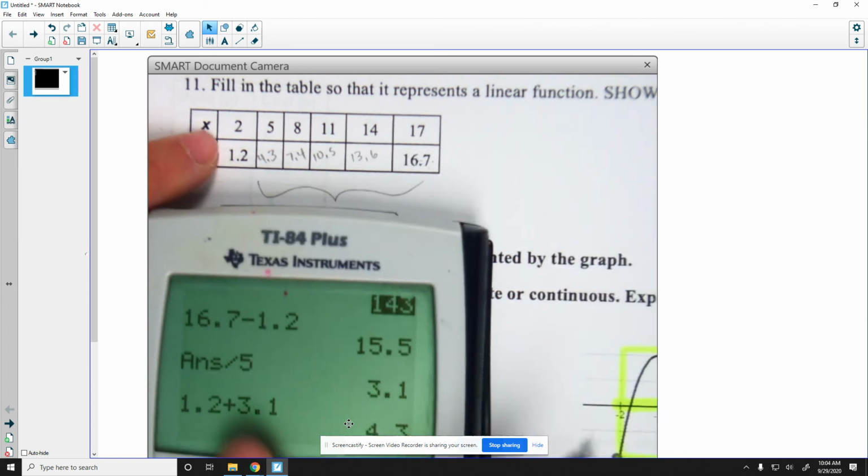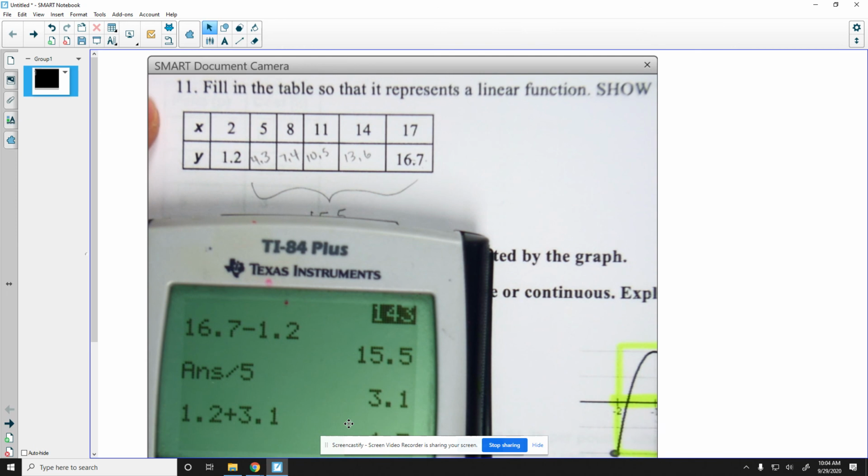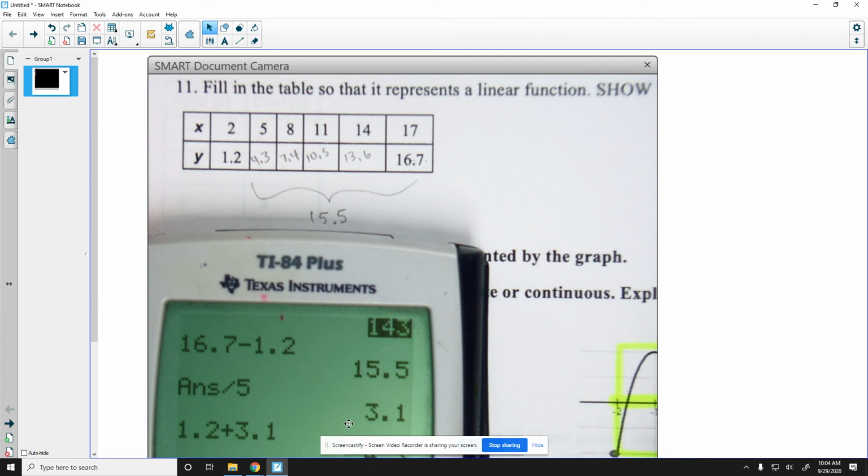Okay, so Kip, why did you decide to divide it by 5? Because 17 has to be included. If you didn't include 17, then you wouldn't be including 16.7, and you'd have a bigger number to add to every single one, and then you would be above 16.7.